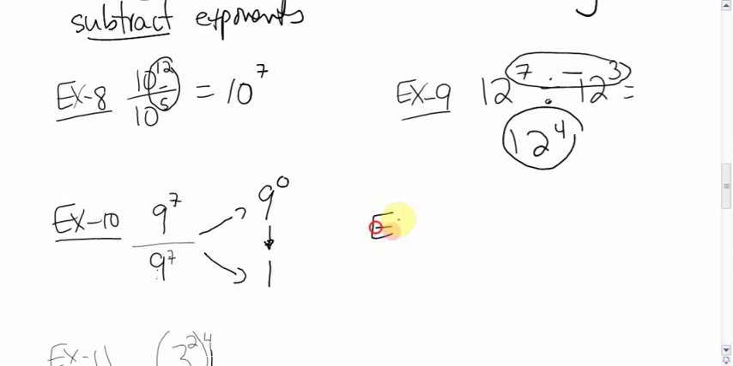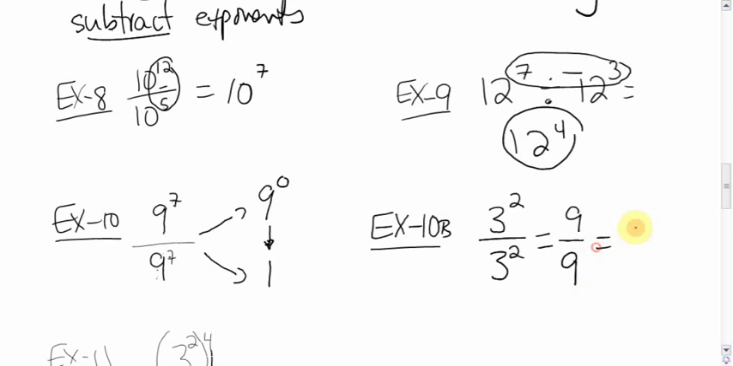A little simpler example, we'll call this example 10b, because I have example 11 down there. If you had 3 squared divided by 3 squared, that's the same thing as 9 divided by 9, which is 1. That's if you're going to do it the old-fashioned long way. If you're going to do it the exponent way, subtract the exponents, it's 3 to the power 0. They're both the same thing. Anything to the power 0 is 1. Anything to the power 0 is also 1.